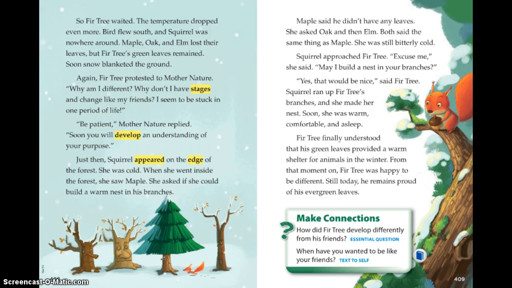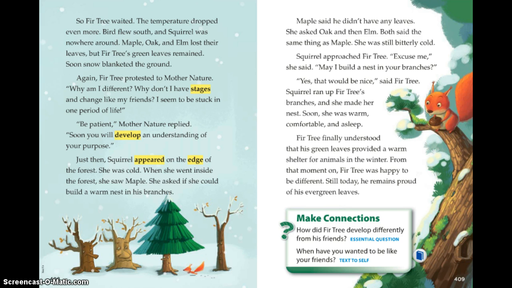She asked if she could build a warm nest in his branches. Maple said he didn't have any leaves. She asked Oak and then Elm. Both said the same thing as Maple. She was still bitterly cold. Squirrel approached Fir Tree. "Excuse me," she said. "May I build a nest in your branches?" "Yes, that would be nice," said Fir Tree.